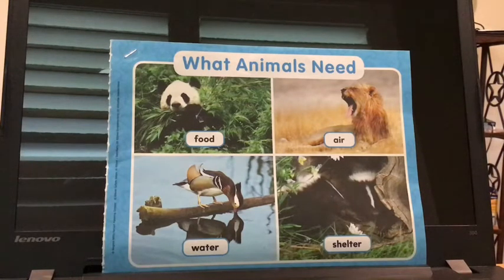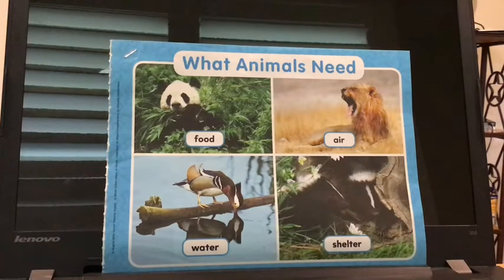Look at the picture of the lion. What is the lion doing? He's yawning. What do you do when you yawn? You breathe in. Animals breathe air constantly. When animals yawn, they take in an extra large amount of air, just like we do.